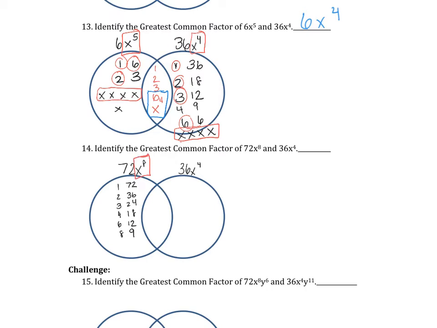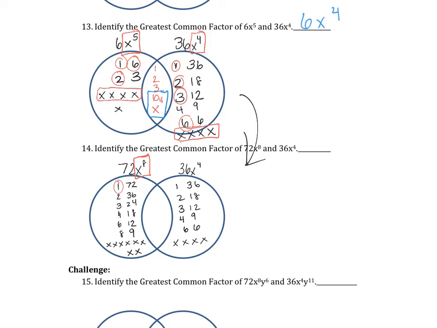Can't forget, we have 8 x's. 1, 2, 3, 4, 5, 6, 7, 8. Okay, then we're going to do the other one. This is the same thing, right? So I'm just going to copy it down. 1 and 36, 2 and 18, 3 and 12, 4 and 9, 6 and 6, and 4 x's. 1, 2, 3, 4. Now I'm going to go ahead and circle.